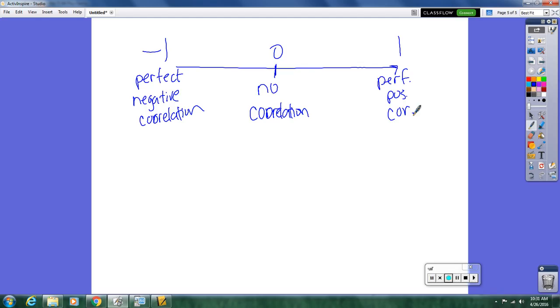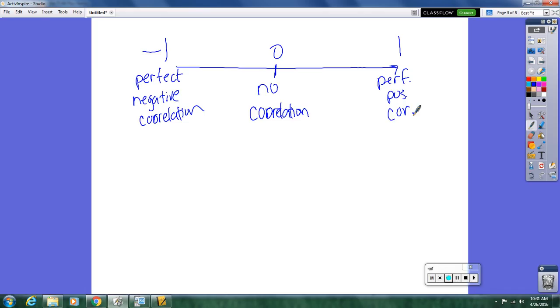So my 2 variables are: the more time I spend playing video games, what happens to my grades? They go down. So if one goes up, the other goes down. That's a negative correlation. The more time I spend studying, what happens to my grades? They go up. Perfect positive correlation.